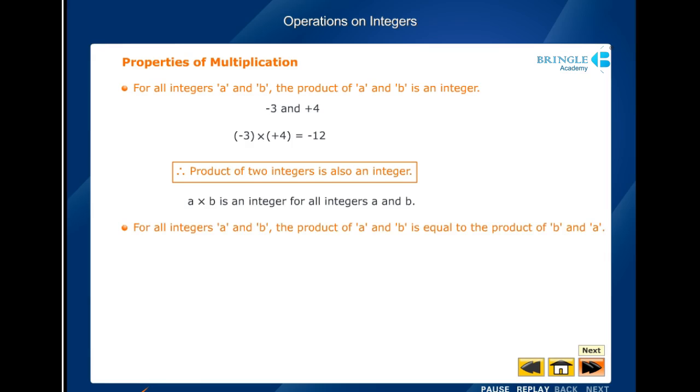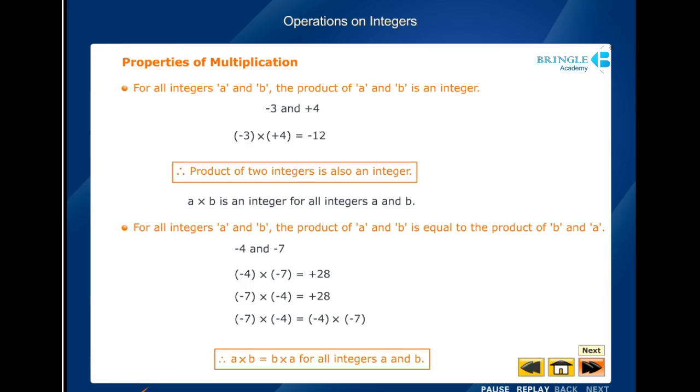For all integers a and b, the product of a and b is equal to the product of b and a. We shall consider integers minus 4 and minus 7. The product of minus 4 and minus 7 is equal to plus 28. The product of minus 7 and minus 4 is also equal to plus 28. This proves that the product of minus 7 and minus 4 is equal to the product of minus 4 and minus 7. Thus, a into b is equal to b into a for all integers a and b.